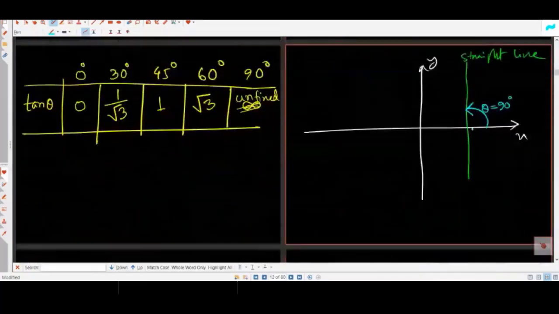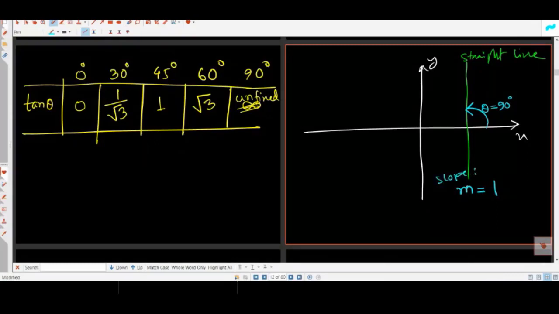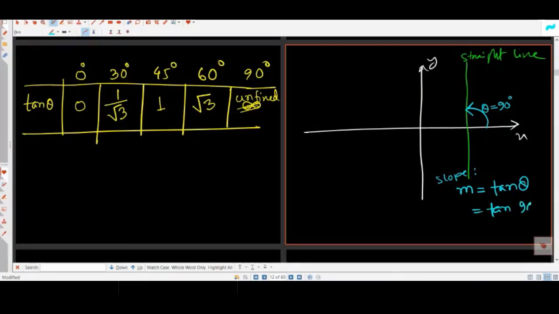So in that case, what will be the value of the slope? Let's try to find it. We know that the formula for slope is m equal to tangent of theta. So tangent of 90 degrees, we are plugging in the value of theta. So tan 90 degrees is undefined by using this concept. So we have found m equal to undefined. So we say that the slope for vertical lines is undefined. That means the line that we have has an undefined slope.